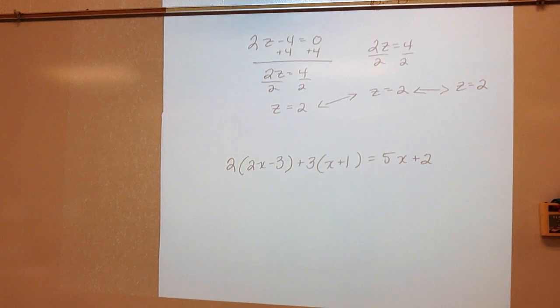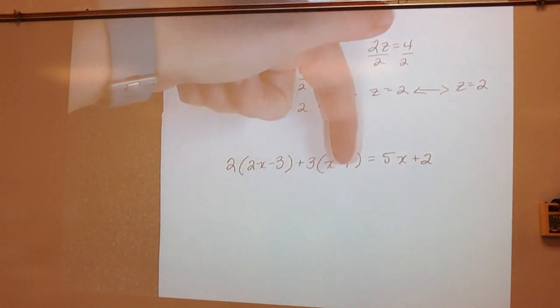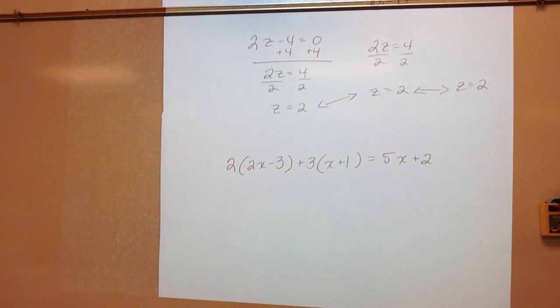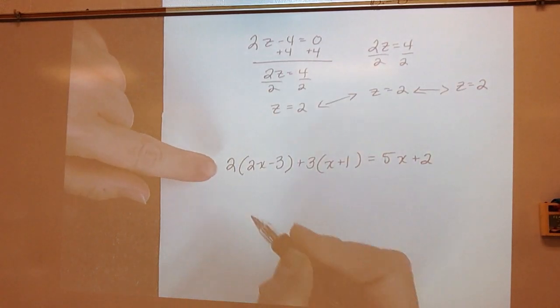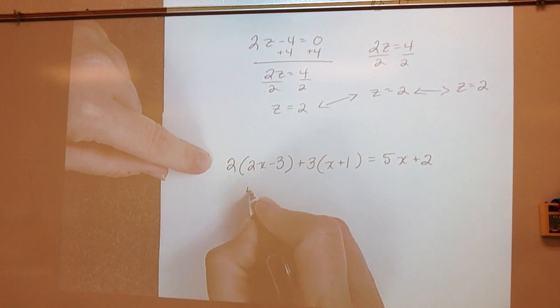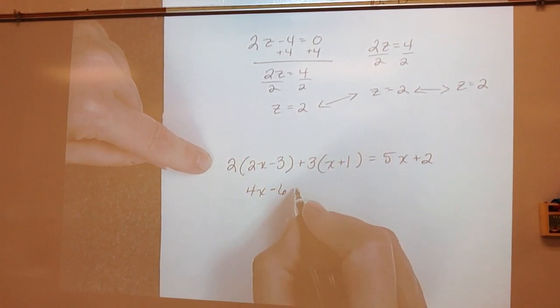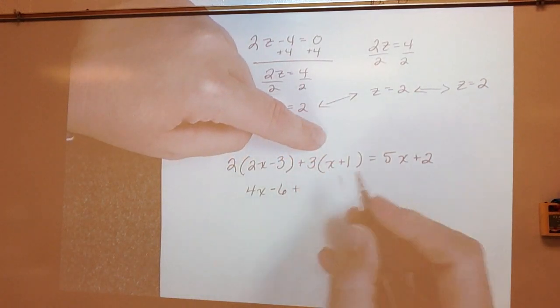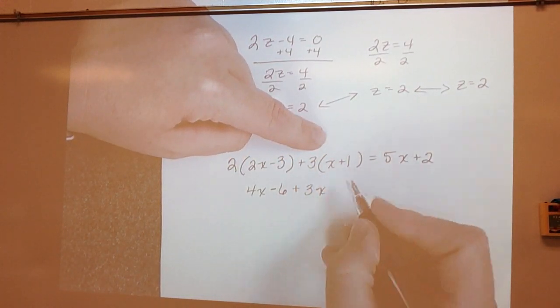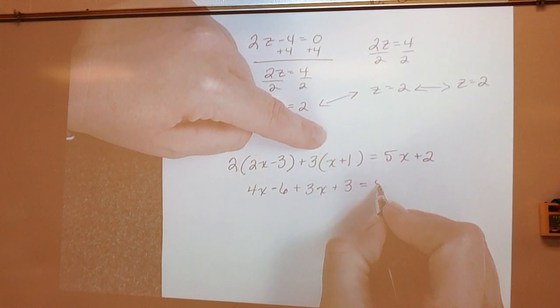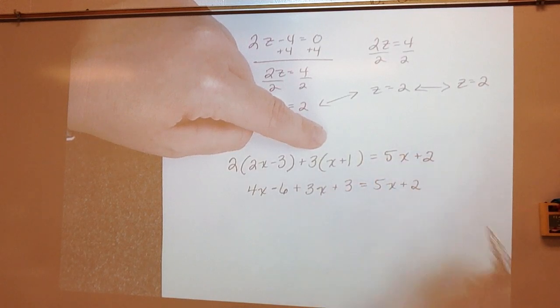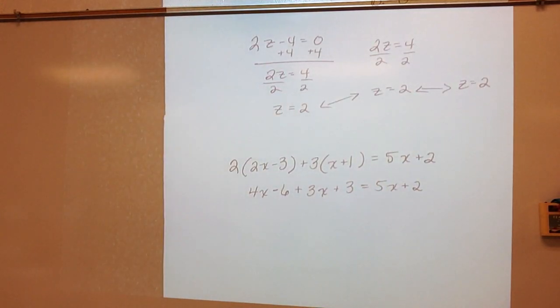So what I would do is go ahead and take care of everything over here. Remember, according to our order of operations, it says get rid of your parentheses first. So 2 times 2x is 4x. 2 times negative 3 is negative 6. 3 times x is 3x. 3 times 1 is 3. And I'm going to leave everything over here the same for right now.